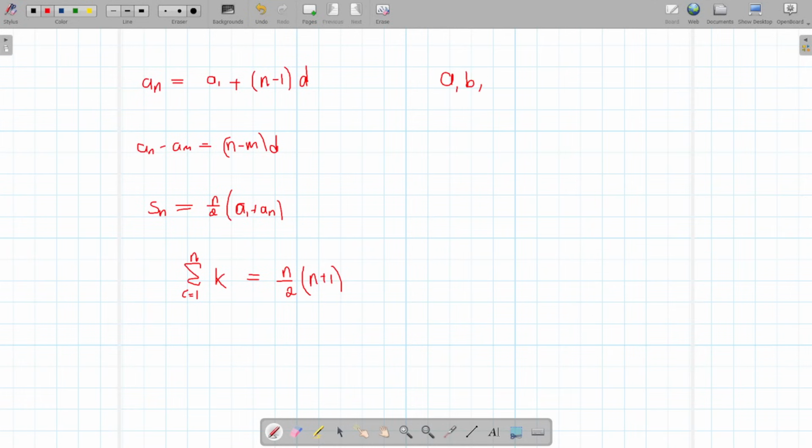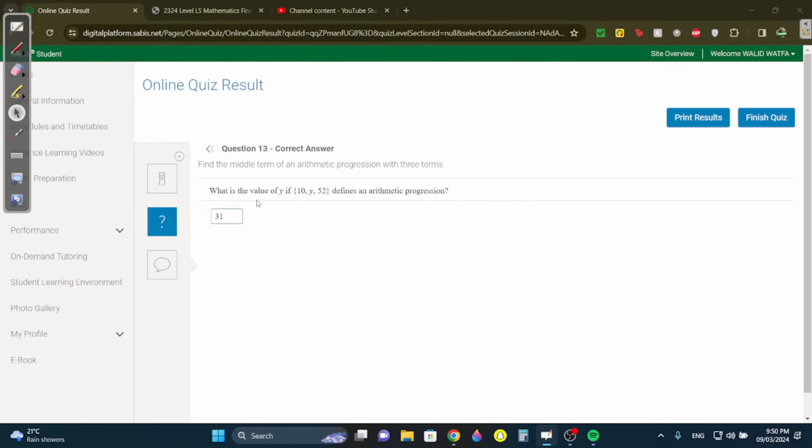If a, b, and c are consecutive terms of an AP, AP standing for arithmetic progression, b is going to be a plus c over 2, and it's actually called the arithmetic mean, because they might ask it. What is the arithmetic mean of this sequence? It's a plus c over 2. So 10 plus 52 divided by 2, and you get 31. Since it is in between them, that's the mean.